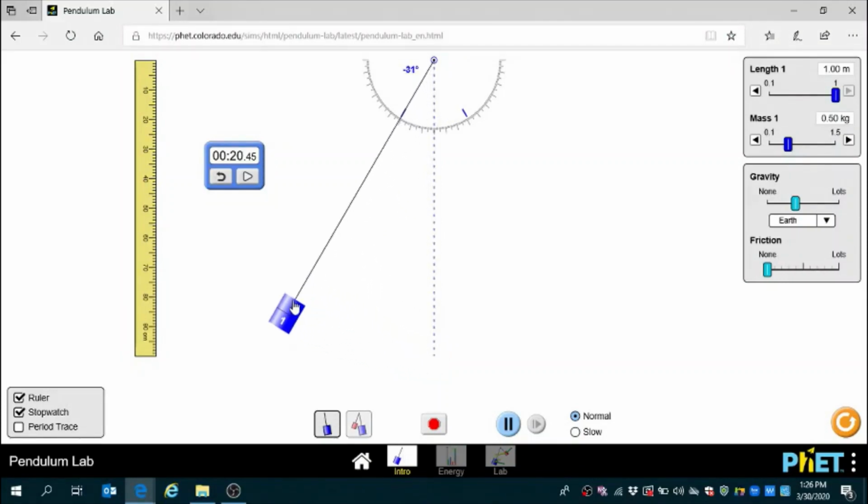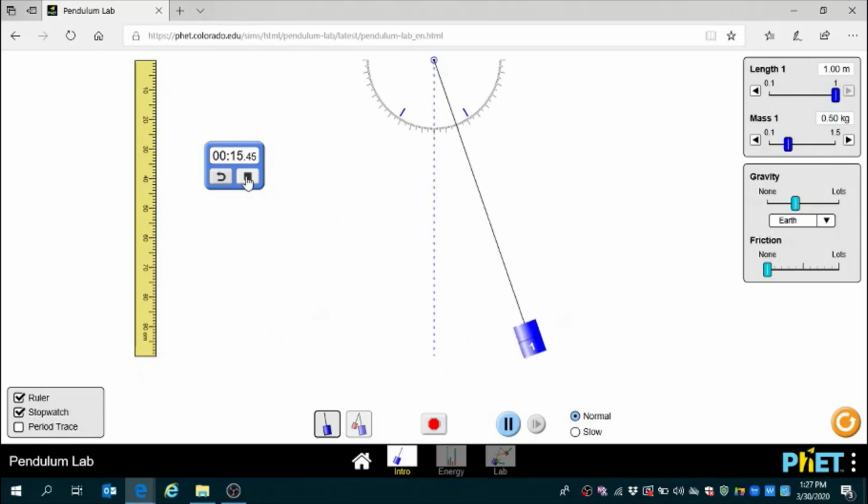So we'll pull it back to 32 degrees again, just because that's where I randomly started before. Let it go and reset my timer. Here we go. This looks familiar. This looks a lot like it was before. We already hit 5 revolutions.